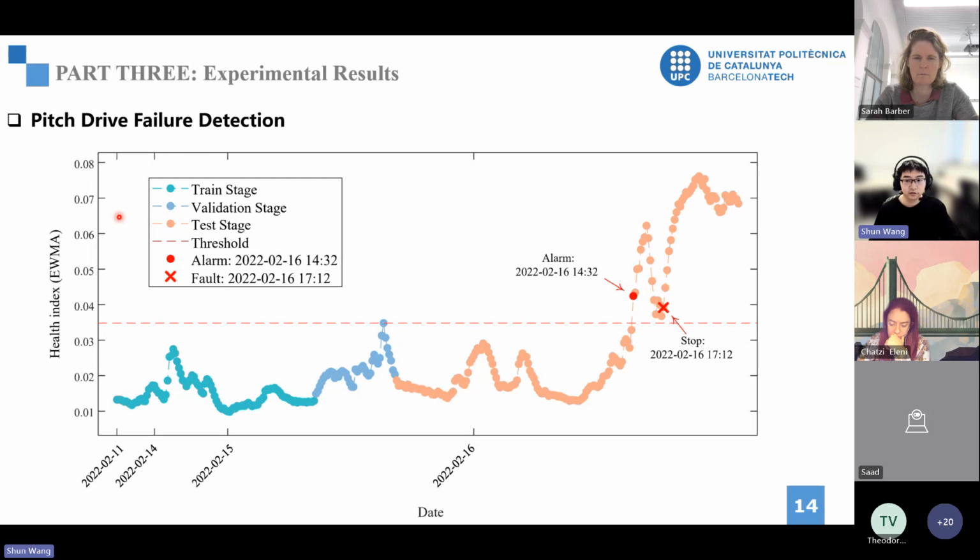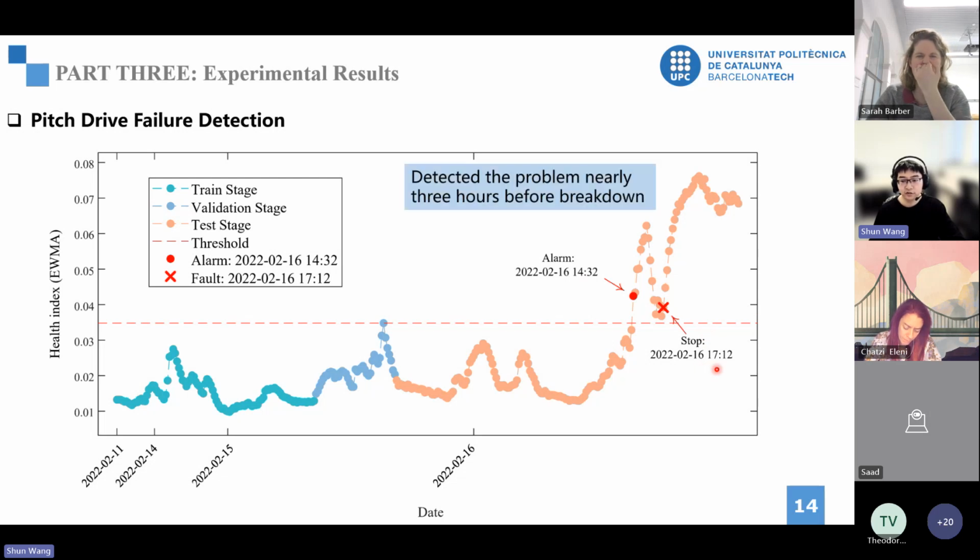Now we get the results. This figure shows the health index from different stages for pitch drive failure. Green dots are training data showing normal behavior. Blue dots are validation data for setting the threshold. Orange dots are test data for evaluating performance. Here, the health index exceeds the threshold, triggering an alarm at 14:32 on February 16th. The actual failure happened at 17:12. This means that we detected the problem nearly 3 hours before the breakdown.